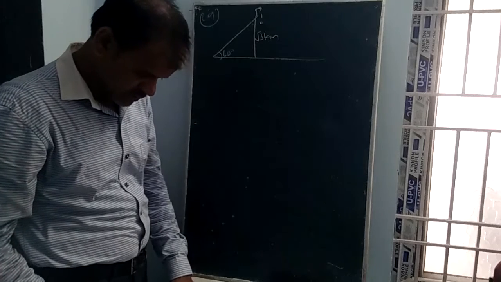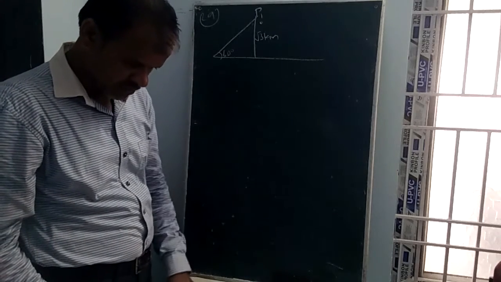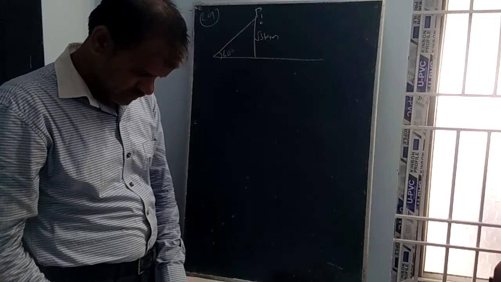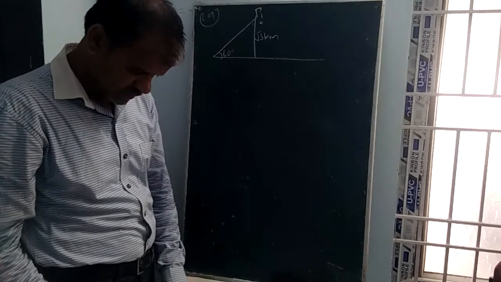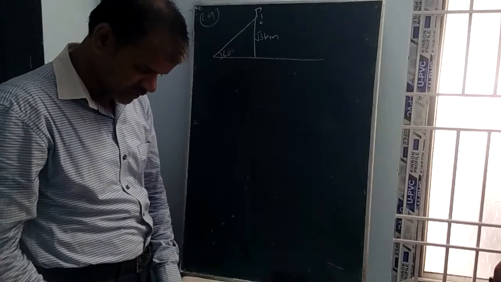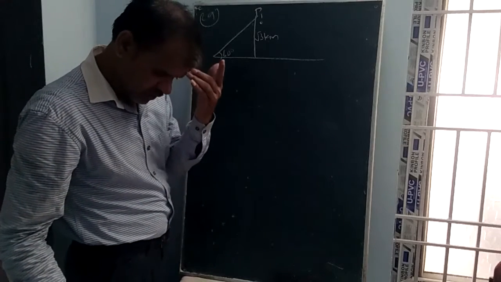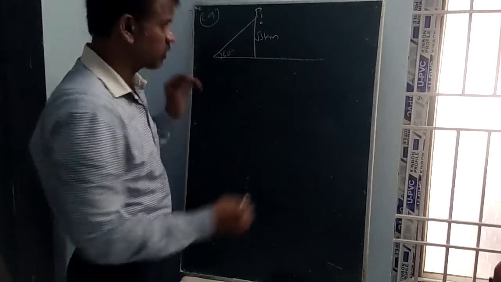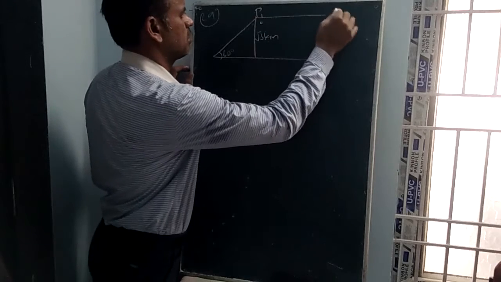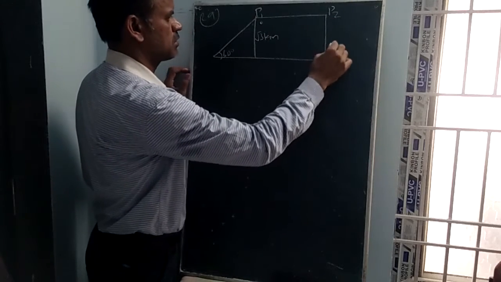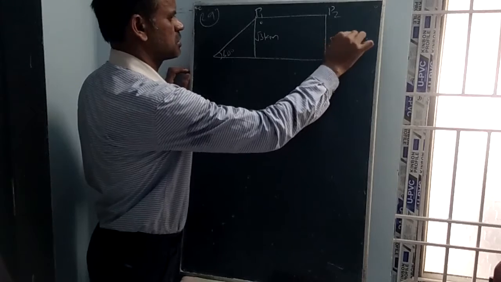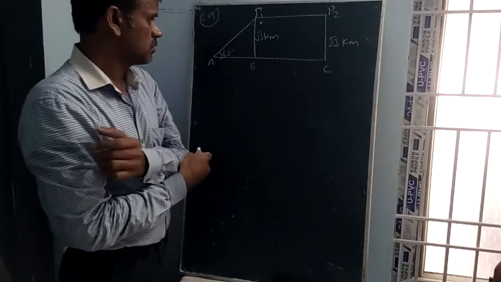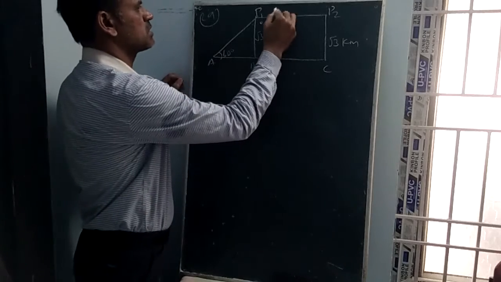After 5 seconds, the angle of elevation of the same point is 30 degrees. Then the speed in kilometer per hour of the aeroplane. This is position 1. This is position 2. Of course, height is not changing. Height is constant. This is root 3 km. Let this is A, this is B, this is C. This is 5 seconds I am writing.